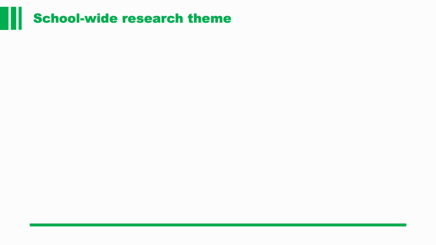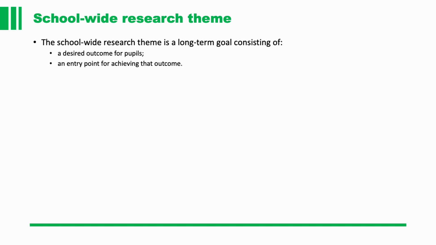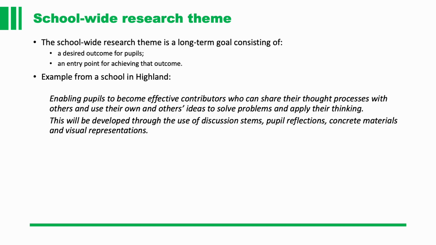When observing the research lesson, you should keep in mind the school-wide research theme. This statement generally includes a desired outcome for pupils and an entry point for achieving that outcome. An example of a research theme from a school in Highland is enabling pupils to become effective contributors who can share their thought processes with others and use their own and others' ideas to solve problems and apply their thinking. This will be developed through the use of discussion stems, pupil reflections, concrete materials, and visual representations.